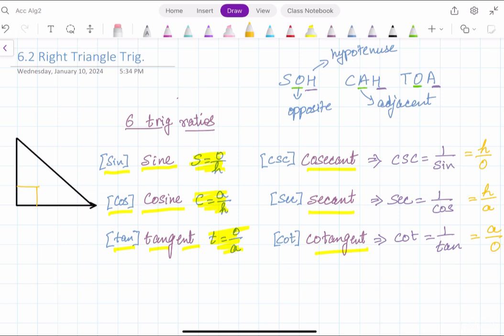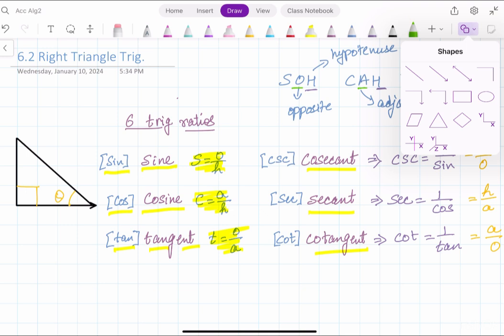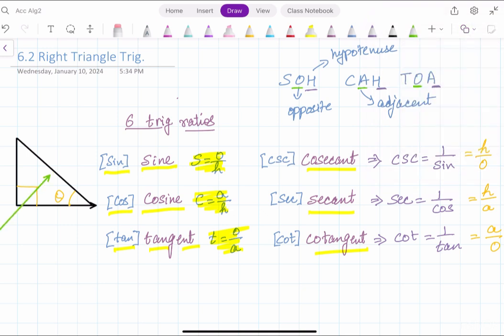Now, how to understand which is the opposite side and which is the adjacent side? If we have a right triangle, first thing first, the side length opposite to the 90 degree is called hypotenuse. So always label the triangle. Make an arrow right across the 90 degree to label it as hypotenuse. Now we are left with theta. So theta is the bottom angle.